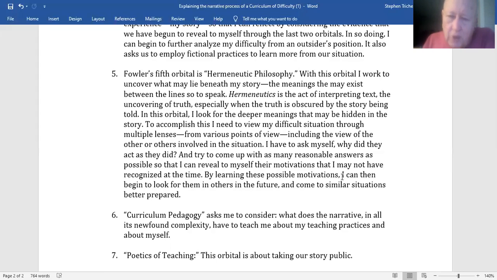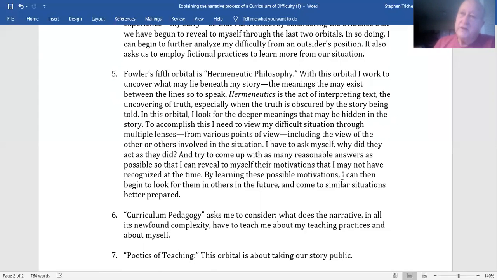Hermeneutics is the act of interpreting text, the uncovering of truth, not necessarily the uncovering of evidence, but the uncovering of truth. And despite my background in things like postmodern theory, I do believe that there is truth, unchangeable, always true truth, especially when the truth is obscured by the story being told.